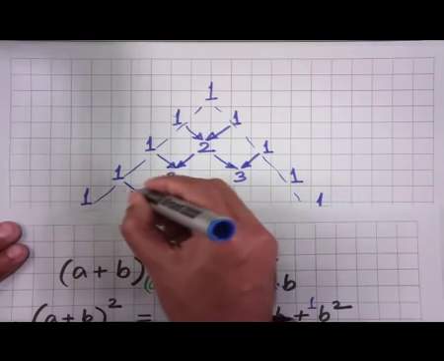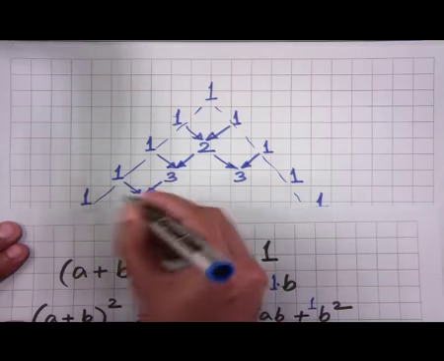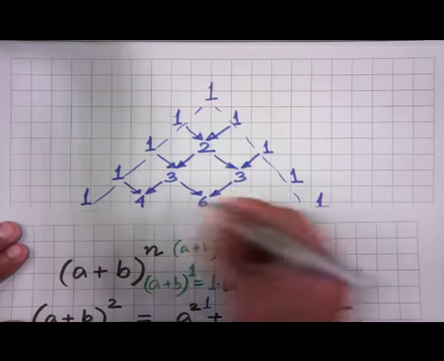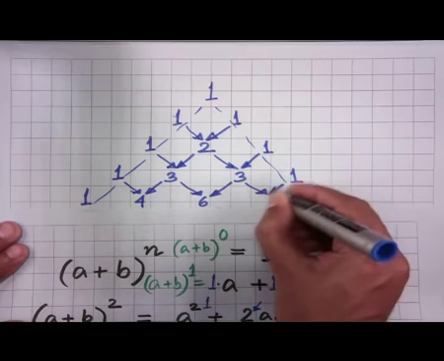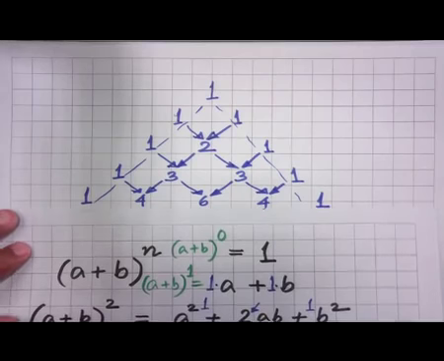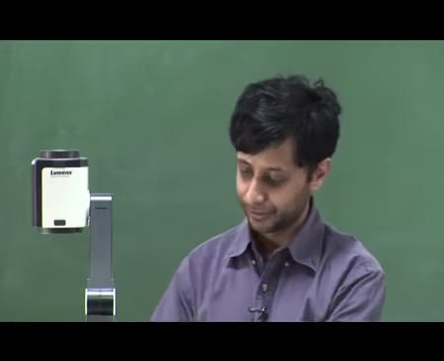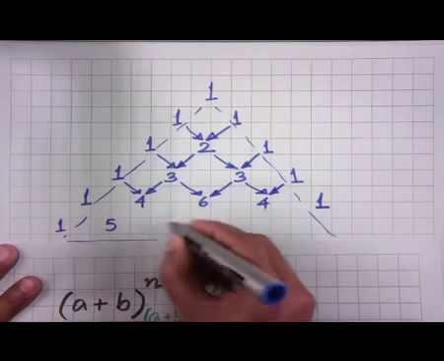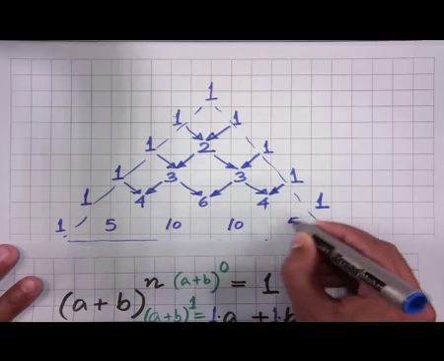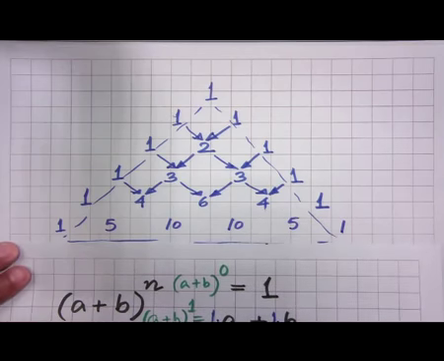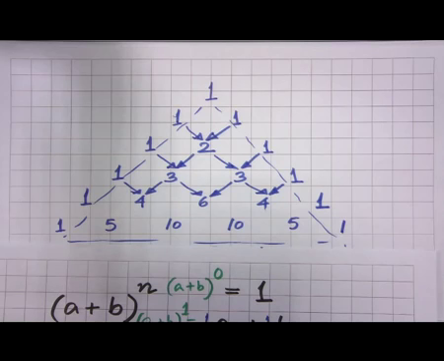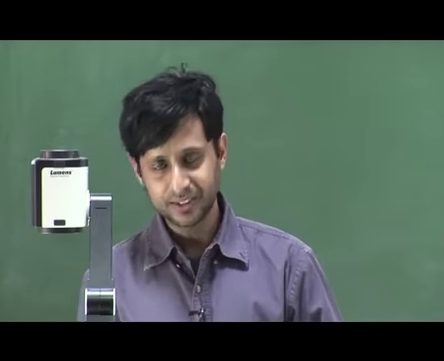and then you can predict that if all this is correct, then hopefully 1 and 3 will give me a 4 over here, and 3 and 3 will give me a 6 over here, 3 and 1 should give me a 4, and this should be related to a plus b whole power 4, and then a plus b whole power 5 will be 1, 5, 10, 10, 5, 1, and then a plus b whole power 6 will be 1, 6, 15, 20, 15, 6 and 1, and so on and so forth. So, this is fairly straightforward.